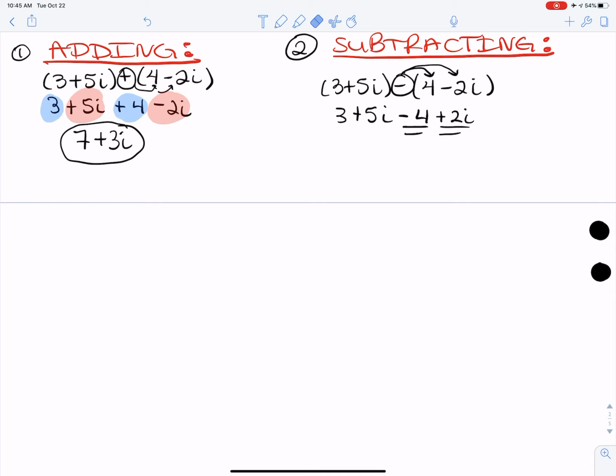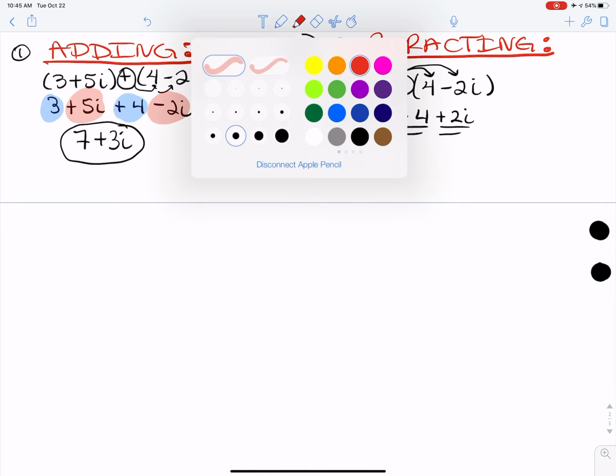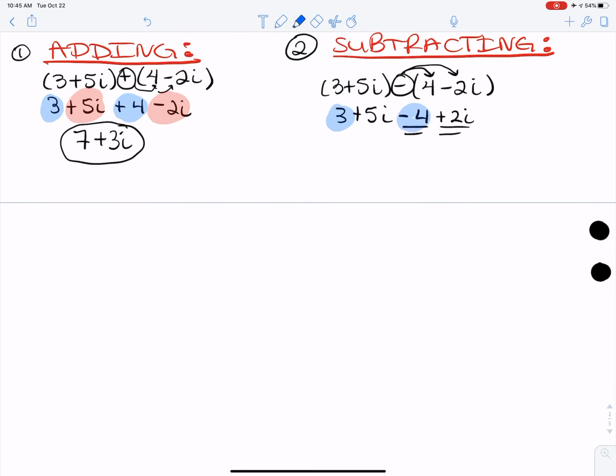And now we just combine like terms. Real with real, 3 minus 4, so that's -1. And then imaginary plus imaginary. And so 5i plus 2i is plus 7i. And that is your final answer.